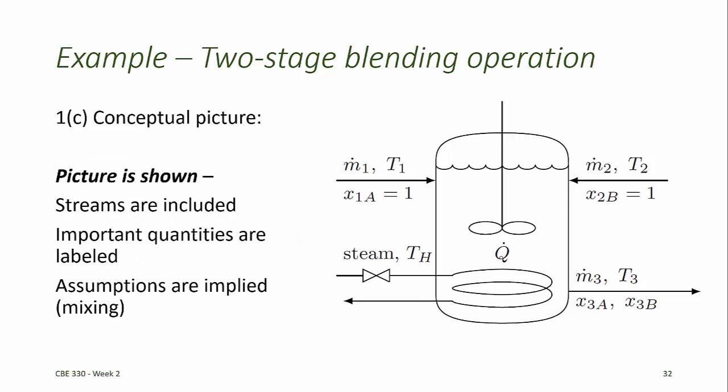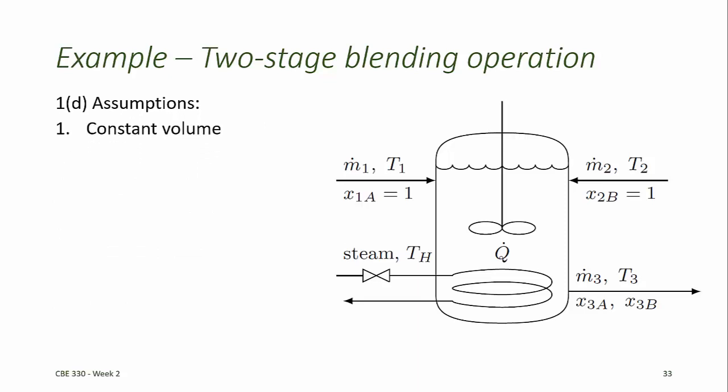The next step is to draw a conceptual picture. The picture is also already provided for us. Notice in this picture we included important streams, and quantities or process variables that might appear in our model have been labeled and assigned symbols. Furthermore, our conceptual picture implies several assumptions about the model. That's step 1D.